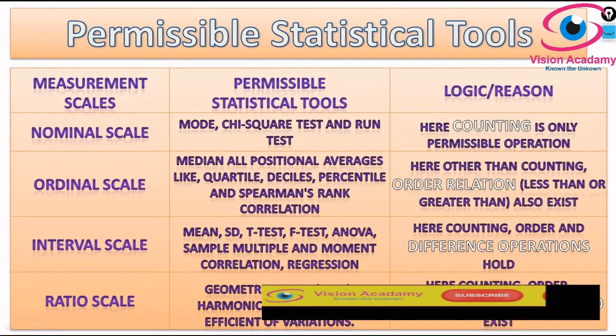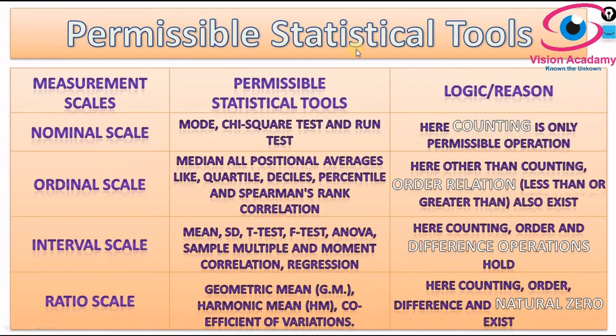Then directly let us go. So here today we are going to talk about measurement scales, and through measurement scales we can choose a type of statistical tools. In the rows you can see different types of measurement scales, and in the columns you can see the headings. In the center column you can see permissible statistical tools for these measurement scales, and in the last column you can see the logic behind applying these statistical tools, with the reasons I'm going to tell you today.